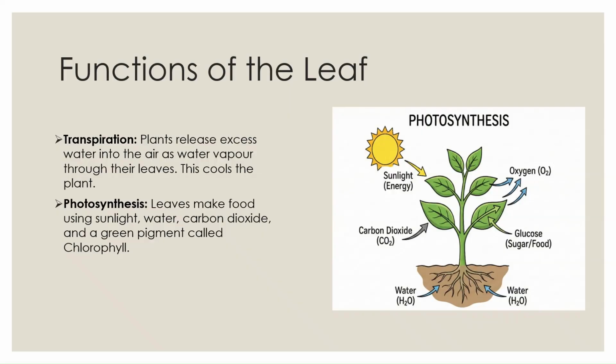We all know leaves are the kitchen of the plant. They make food using sunlight, water, carbon dioxide, and a green pigment called chlorophyll.